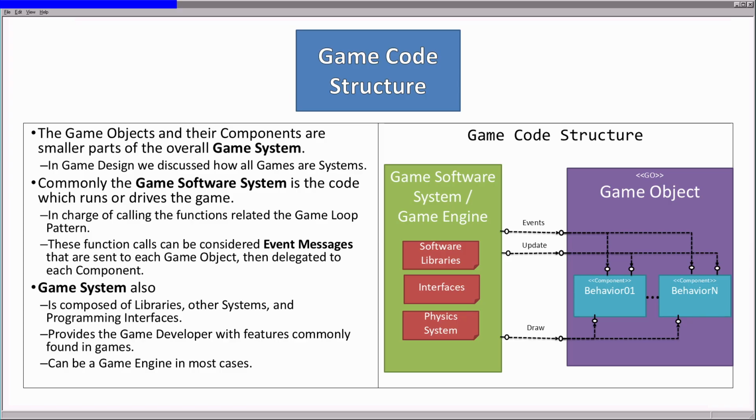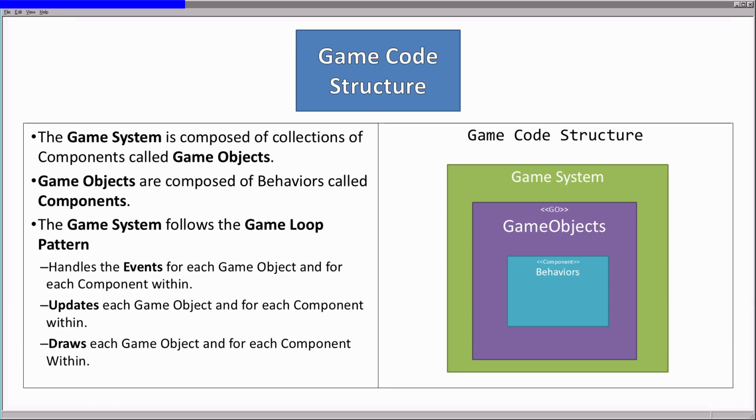In addition to the game loop pattern, the game's software system is also composed of libraries, other systems, and programming interfaces. It provides the game developer with the features commonly found in games, such as user input interfaces, physics system, and other useful software libraries. The game software system can, for the most part, be considered the game engine.